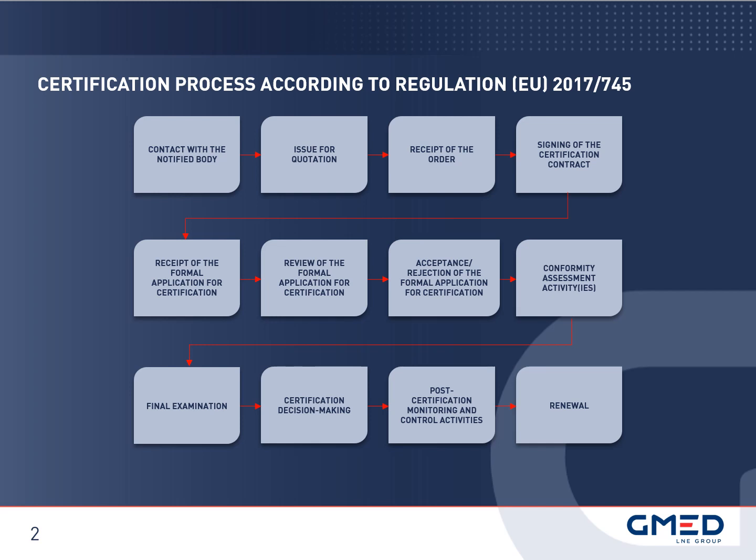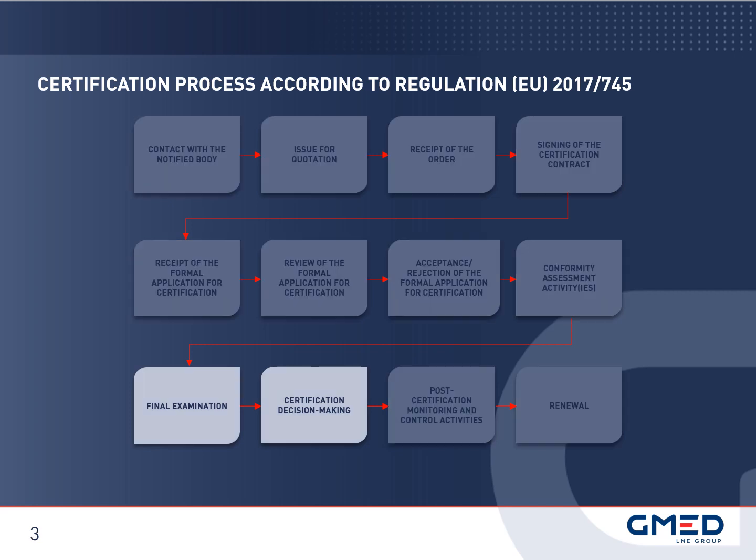Following receipt of the manufacturer's formal application for certification, the notified body examines the application and either accepts or rejects it. Once the formal application for certification has been accepted, conformity assessment activities can begin. This is followed by the final examination and the certification decision. When certification under Regulation EU 2017/745 is granted, post-certification monitoring and control activities begin and continue until certification is renewed.